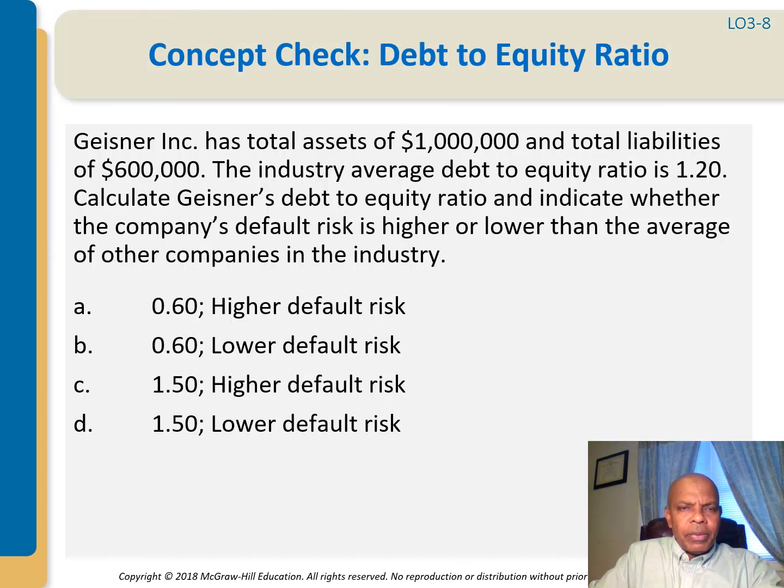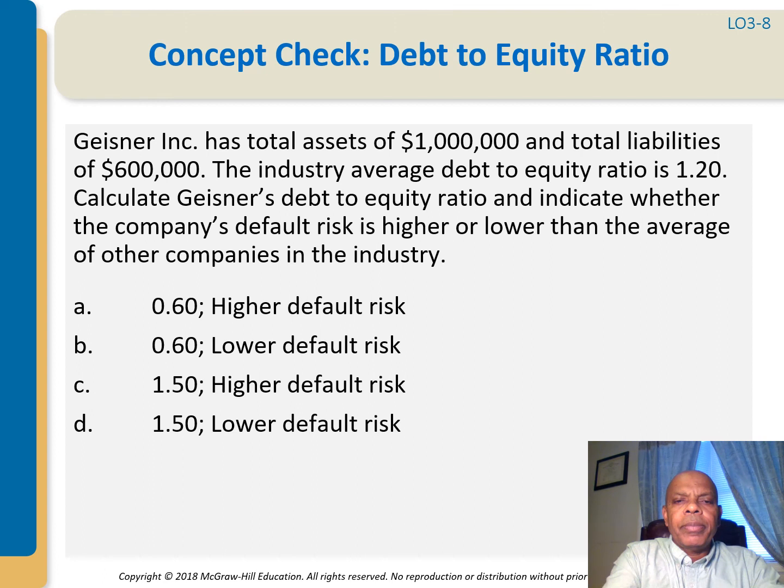Okay, now this example, let's take a look here. Debt to equity ratio example. This entity has $1 million worth of assets, total assets of $1 million, and total liabilities of 600. The industry average debt to equity ratio is 1.2. Calculate the debt to equity ratio and indicate whether the company's default risk is higher or lower.